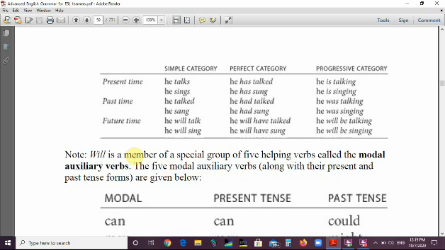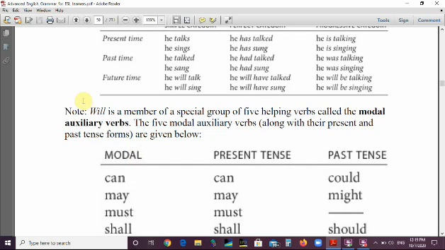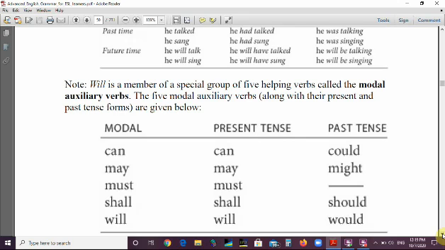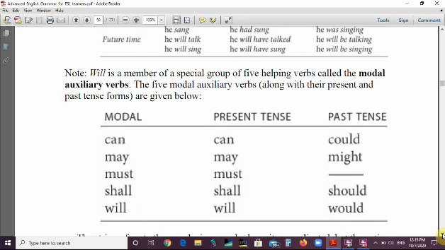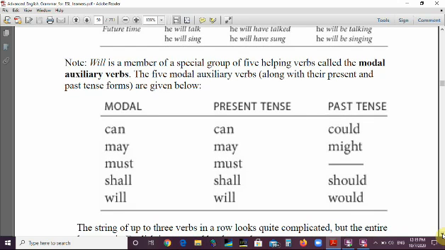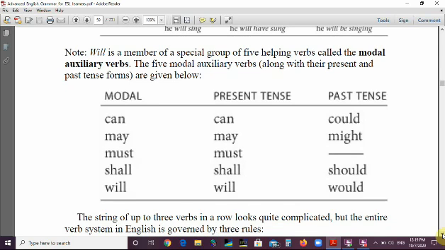Note here, will is a member of a special group of 5 helping verbs: can, shall, will, may, and must, called the modal verbs or modal auxiliary verbs, as you know. The 5 modal auxiliary verbs, along with their present and past tense form: can, the past is could; may, the past is might; shall, the past is should; and will, the past is would. And from must, we don't have a past. Sometimes we use had to, which is the past of have to at the same time.